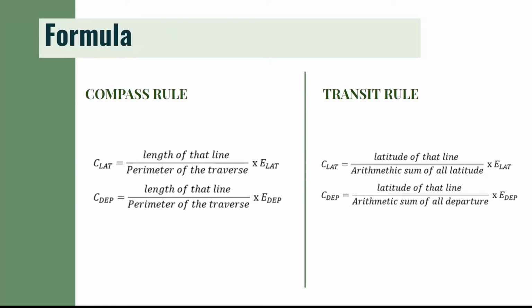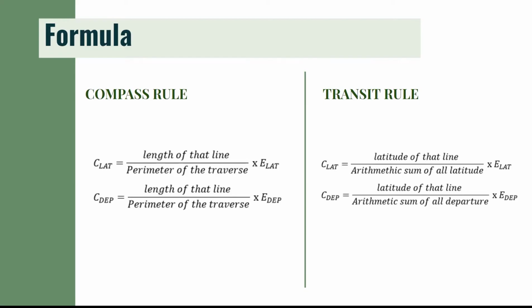For the formula of the compass rule for latitude, we have correction of latitude of any line is equal to the length of that line over the perimeter of the traverse times error in latitude. For departure, we have correction of departure of any line is equal to the latitude of that line over the perimeter of the traverse times the error of departure.